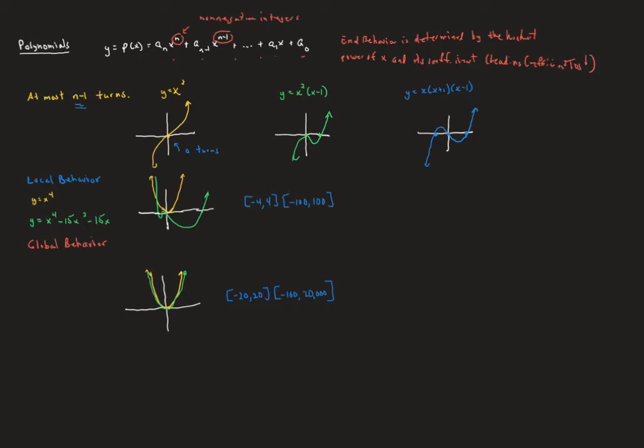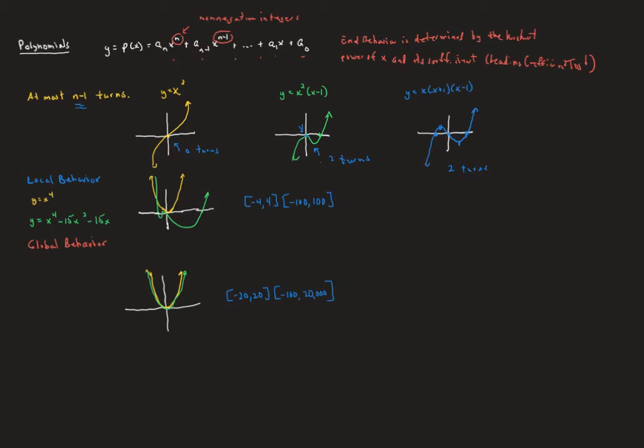The green one, that's another cubic. It turned once at the 0 and again somewhere over here. So it had 2 turns. It changed direction twice is what we mean by that. And likewise, the blue one had 2 turns also. It changed direction twice, and that's the most it can have. So a fifth degree could have at most 4 turns.